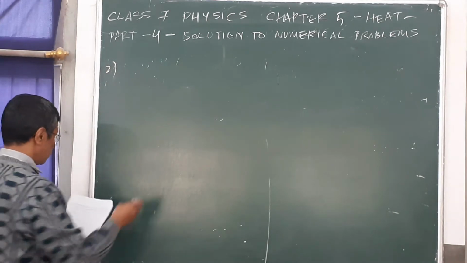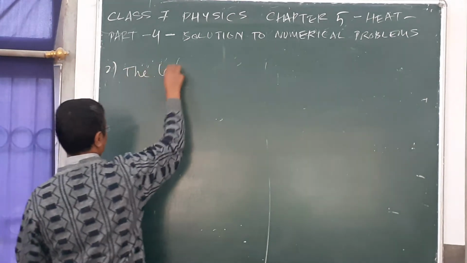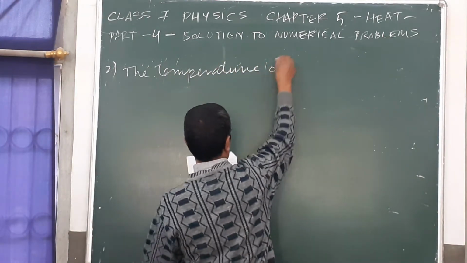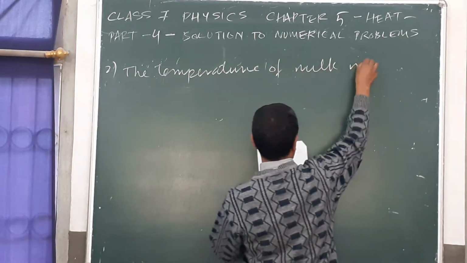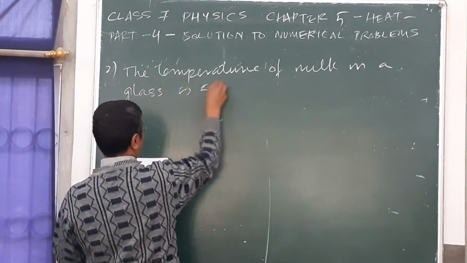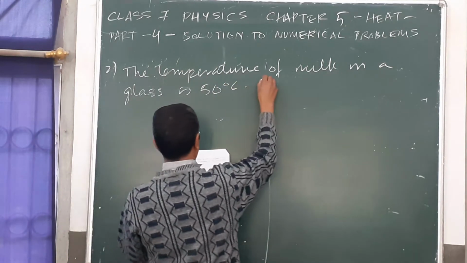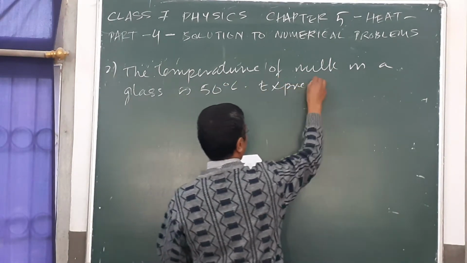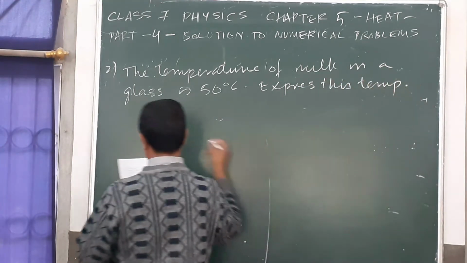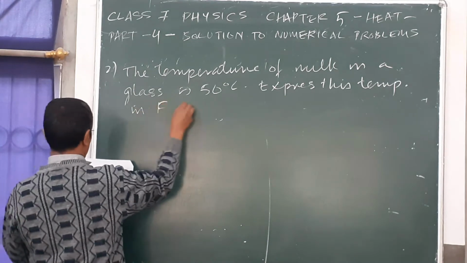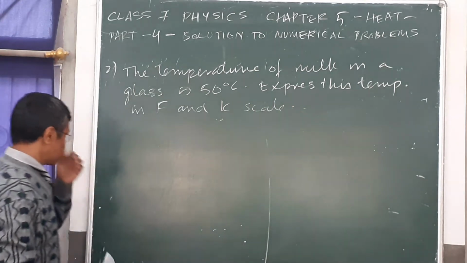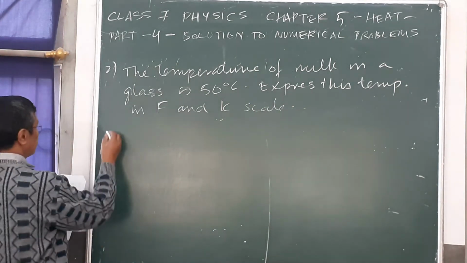In question number 2, the temperature of milk in a glass is 50 degrees centigrade. Express this temperature in Fahrenheit and Kelvin scale. I am writing in short form here just to save time and space. So, let us see how we do this.